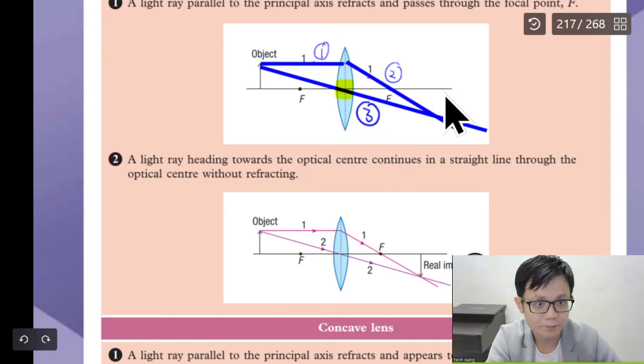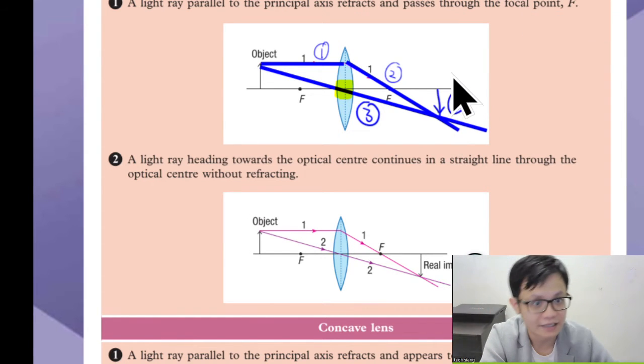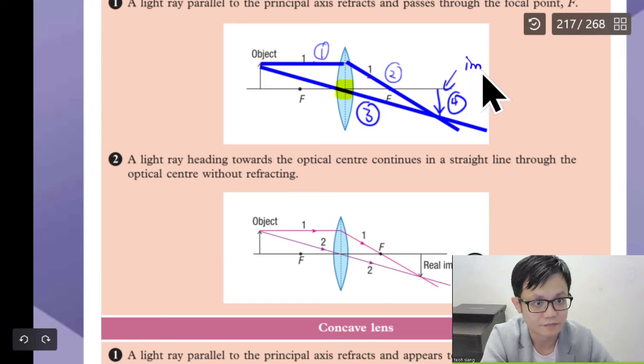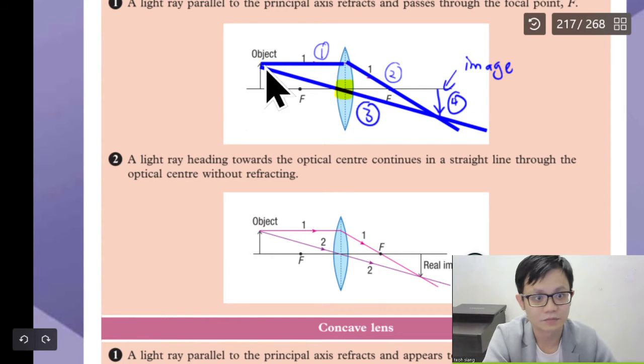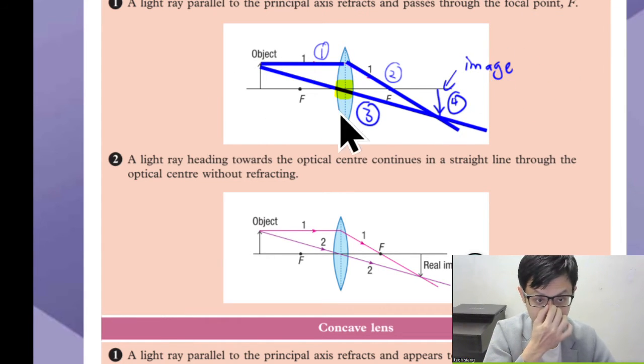Fourth step, draw one arrow going down from the principal axis. This is the fourth step. And then you write here I for image. Okay, so this is the object, this is the image. So you need to draw first.